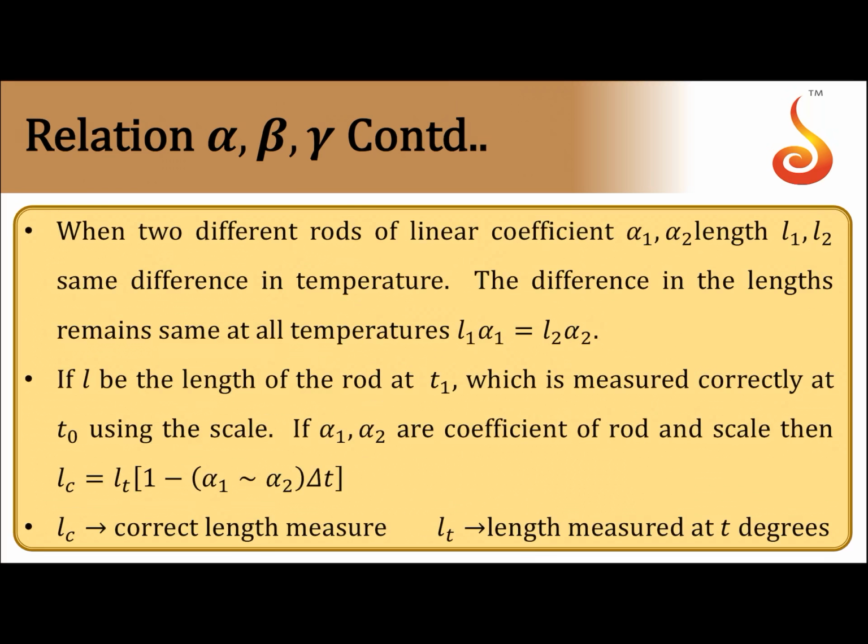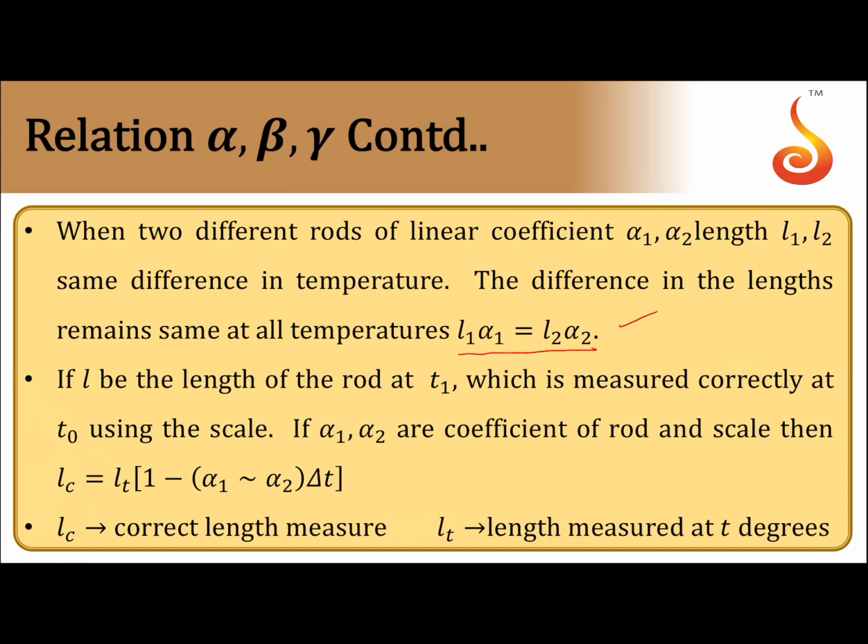Then when two different rods of linear coefficient alpha 1, alpha 2 and length L1 and L2 of same temperature difference are heated, the difference in their lengths remains the same at all the temperatures. So that means L1 alpha 1 should be equal to L2 alpha 2. This can be used for solving problems.